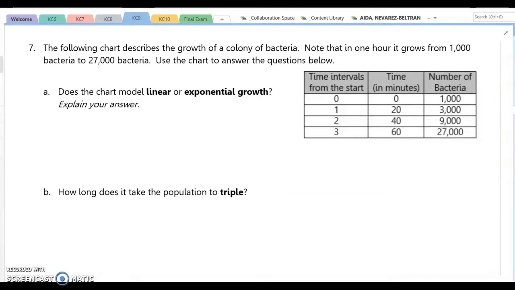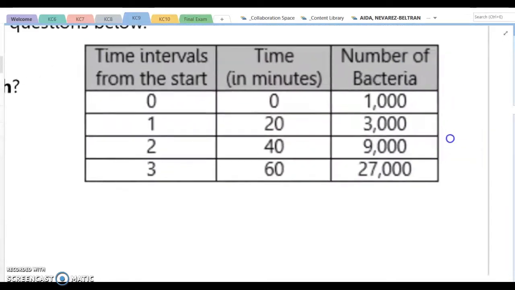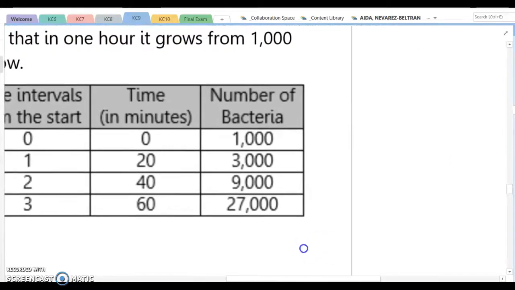So we have the following chart describes the growth of a colony of bacteria. Note that in 1 hour it grows from 1,000 bacteria to 27,000 bacteria. Use the chart to answer the questions below. So it says, does the chart model linear or exponential growth? So we're looking at the time and then the number of bacteria.